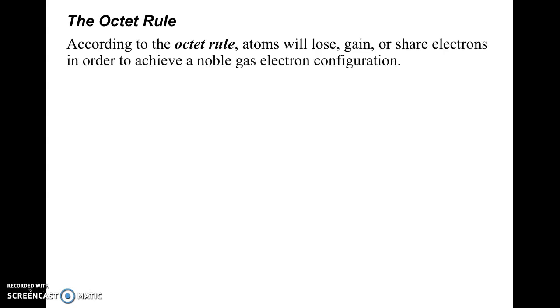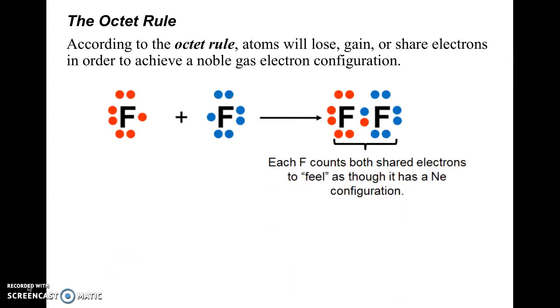The first thing you need to be aware of is the octet rule, and I know we've talked about this before. Everything wants to be like a noble gas, and so atoms will lose, gain, or share electrons in order to attain that noble gas configuration. So I have an example of how fluorine gas is formed. You have two fluorine atoms, each with 7 valence electrons, and by sharing those single valence electrons, they each can feel like they have a full octet.